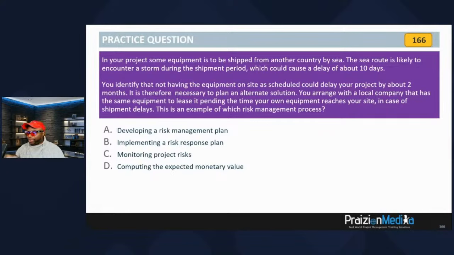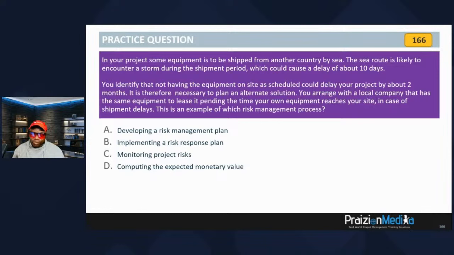And I know it's a little bit of a long one, but let's take a look at the best answer. So think about it. Where are you right now and what are you doing? It says you arrange with a local company. See that? What are you doing when you are arranging with a local company? You're not in planning, you're boots on the ground doing stuff.